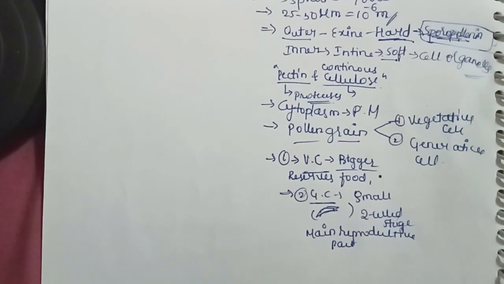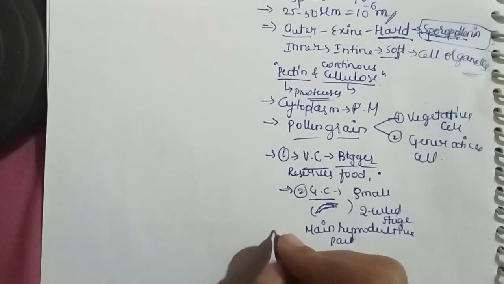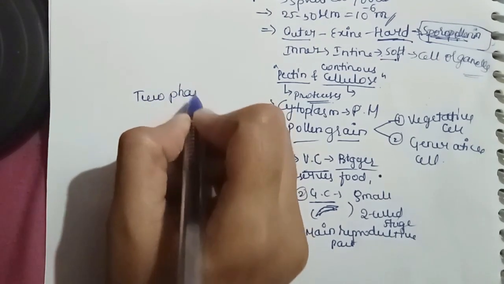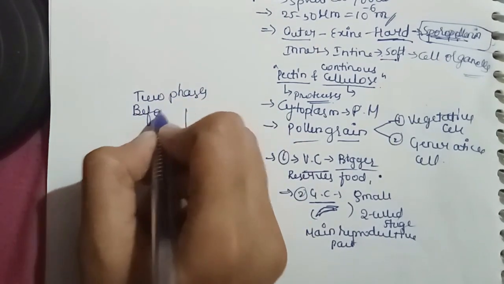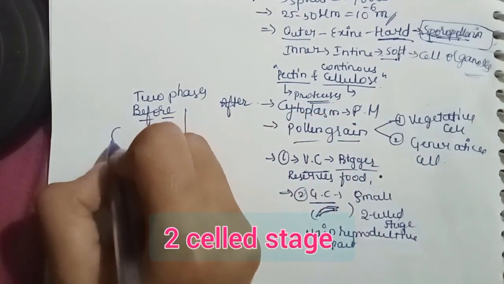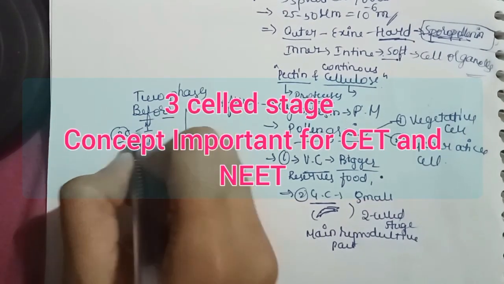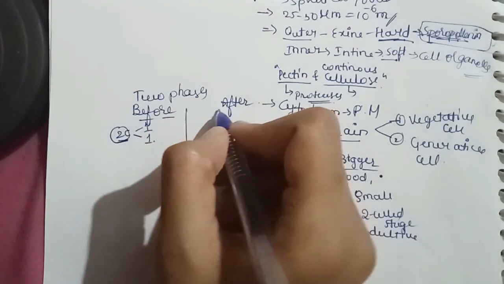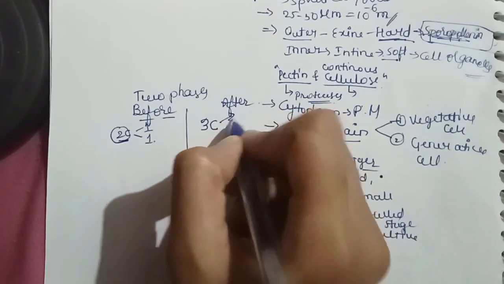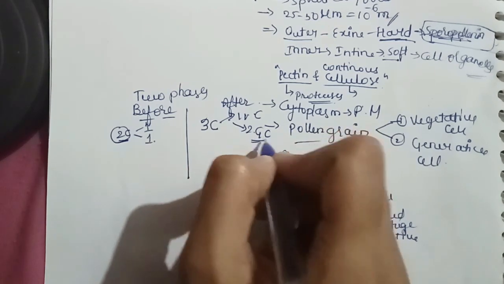And then what is this two-celled stage? That is, there will be two phases. Consider there will be two phases: before maturation and after maturation. Before maturation, the pollen grain will contain two cells, that is one vegetative part and one generative part, which is called the two-celled stage. After maturation, there will be three cells, that is one vegetative part and two generative parts. Why will there be two generative parts?